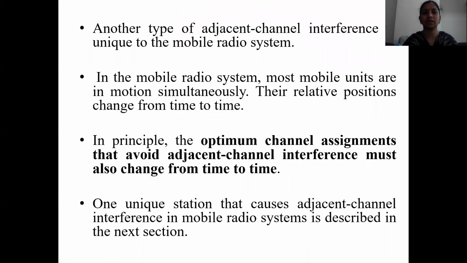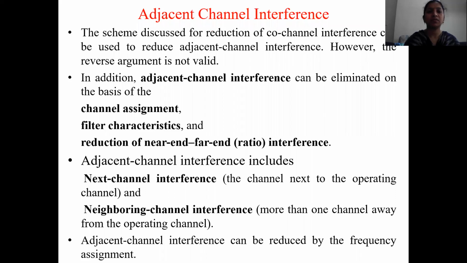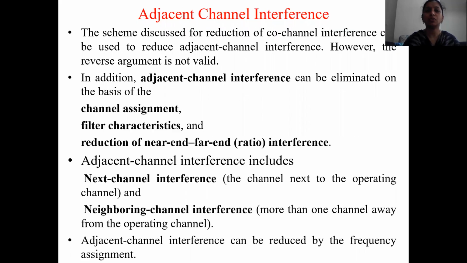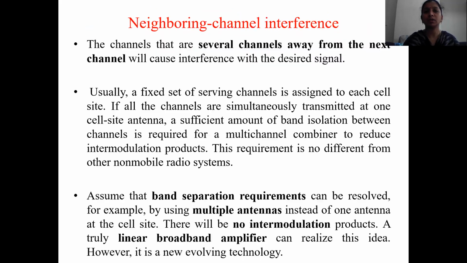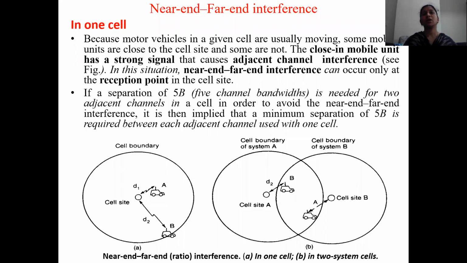What we have seen here is channel assignment, filter characteristics, and reduction of near-end and far-end interference. We have already discussed channel assignment and how to design a filter. Now we will see how to reduce the near-end and far-end interference, to reduce the non-cochannel interference. First of all, we will see what near-end and far-end interference is.